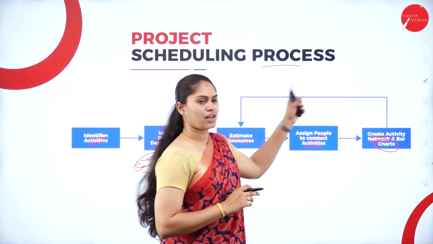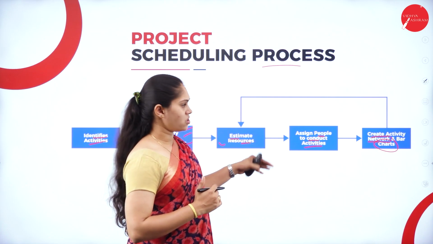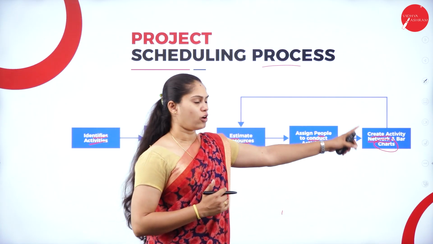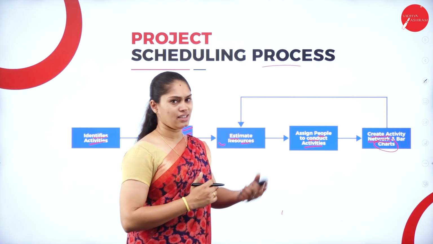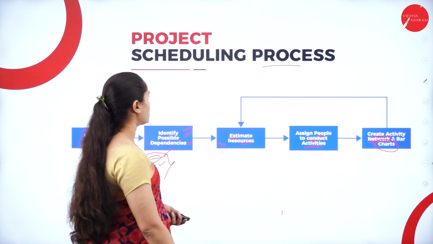This will be a continuous process until we reach the last activity of a project, until we reach the end of the scheduling. We have to follow these 3 stages again and again. This is regarding what? The project scheduling process.